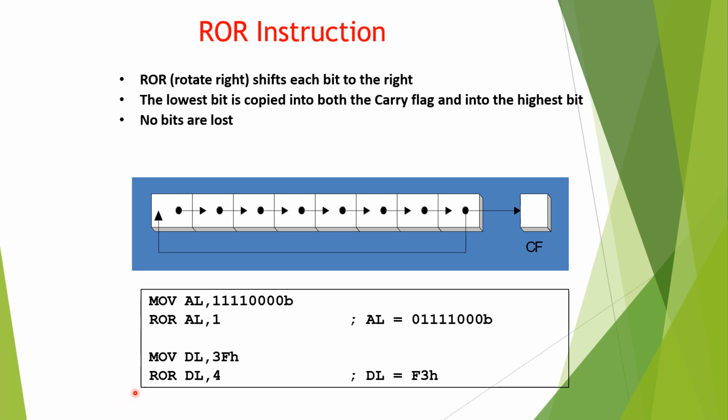Similarly, we can apply the same logic for MOV DL, 3FH and rotate right the content of DL 4 times. So if we rotate, what happens? The upper nibble will become the lower one and the lower will become the higher one. So this is how this works.